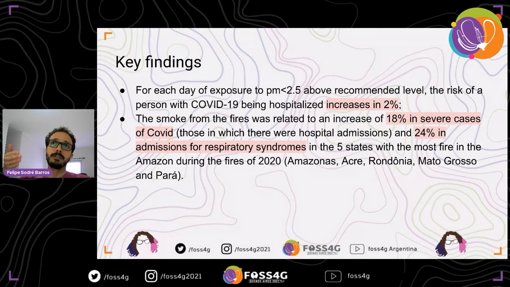So it's like developing worse scenarios of COVID or respiratory problems. Supposing a person already has COVID, they will probably develop a problem in the respiratory system. Then each day exposed at this high level will increase by 2% the probability of this person being hospitalized in a worst case of a respiratory situation. Also, the smoke from fires was related to an increase of 18% in severe cases of COVID and 24% in admissions for respiratory syndromes.